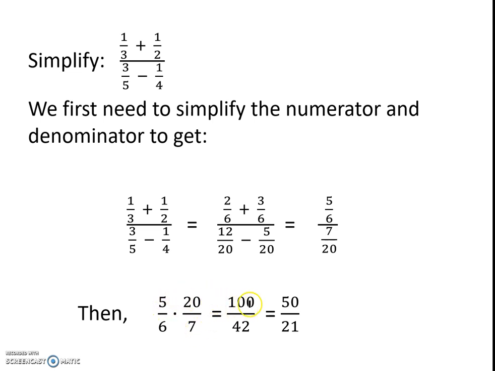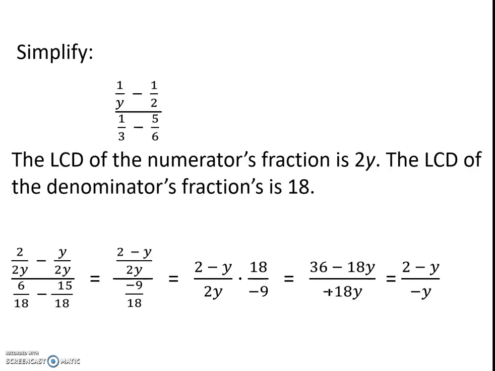Going across, we get 100 divided by 42. Well, 2 can go into 100 50 times, and 2 can go into 42 21 times. So our answer is 50 over 21.